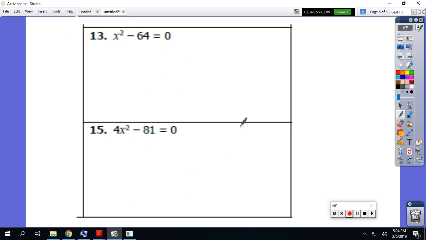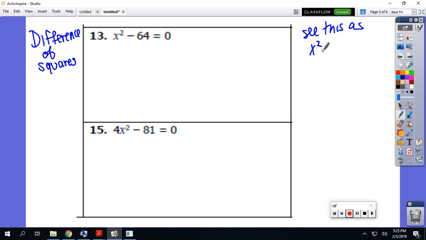Number 13, two terms, no GCF. So this is actually going to be a difference of squares. If you do not remember the formula for difference of squares, you could also see this as x squared minus 0x minus 64. I'm missing my middle term here. So if I'm missing my middle term, I would be looking for factors of negative 64 that add to be 0.